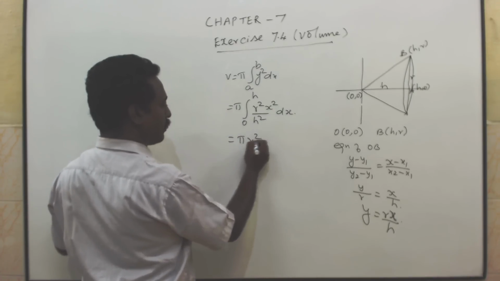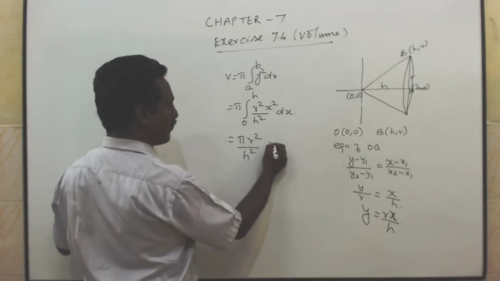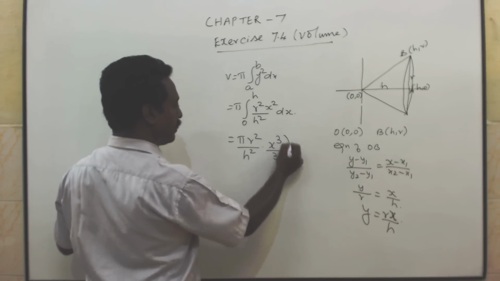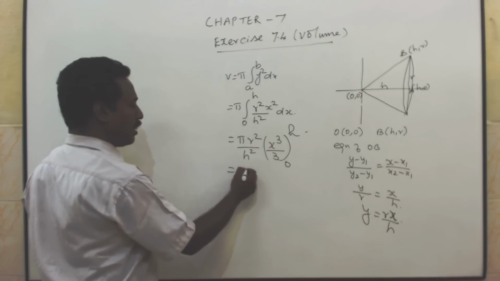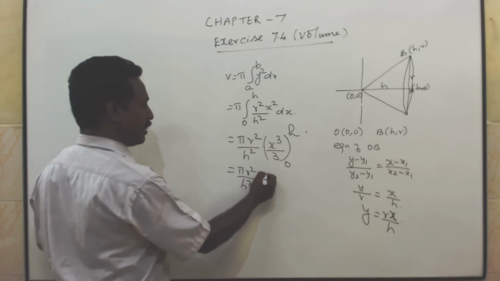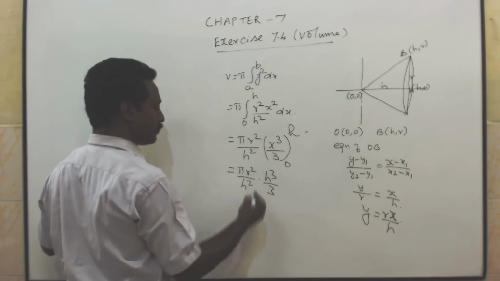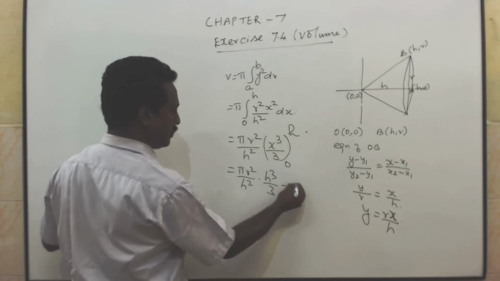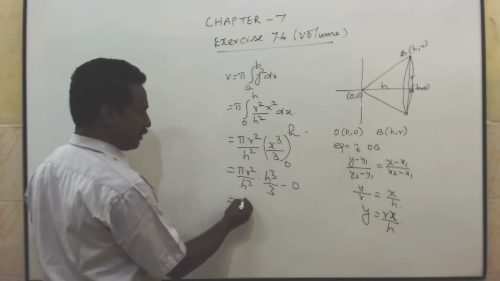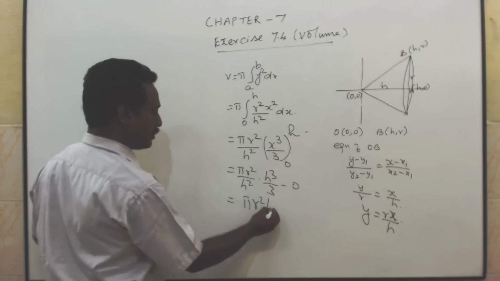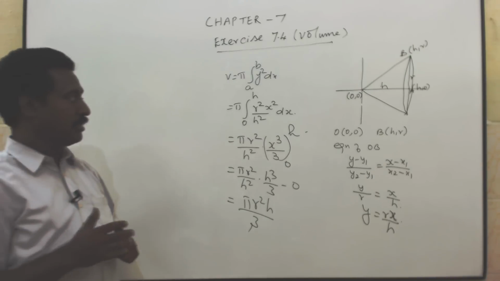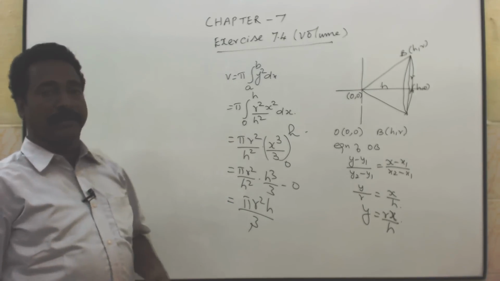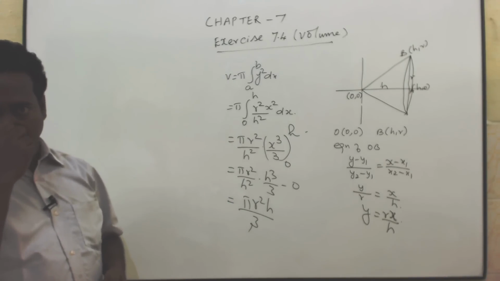Pi r square by h square, integration of x square is x cube by 3, limit 0 to h. Pi r square by h square, that is h cube by 3, h cube by 3 minus 0. When we cancel, that is pi r square h by 3, or 1 by 3 pi r square h. You already studied this in 10th standard. The volume of a cone is 1 by 3 pi r square h.